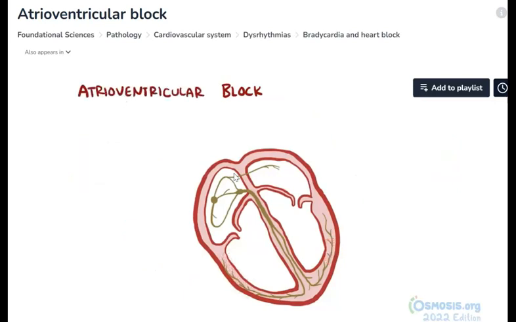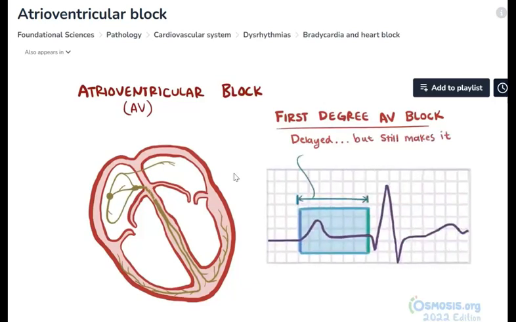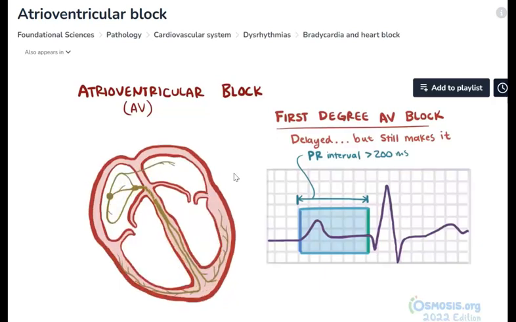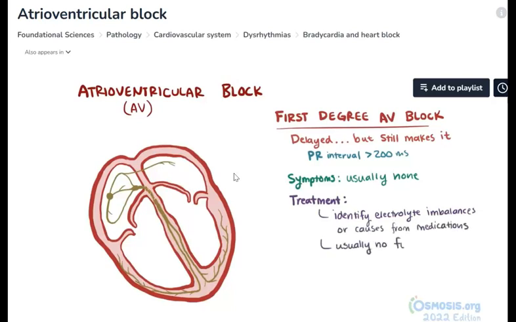An atrioventricular, or AV block, is used to describe when the signal is delayed or blocked when it's trying to move from the atria to the ventricles. First-degree AV block is when the signal is delayed, but still makes it to the ventricles. This type has a PR interval greater than 200 milliseconds. Even though these signals are delayed, in first-degree block they still reach the ventricles. First-degree block isn't usually associated with any symptoms, and treatment or management of first-degree block might involve identifying electrolyte imbalances or causes due to medications, although it usually doesn't require further treatment.